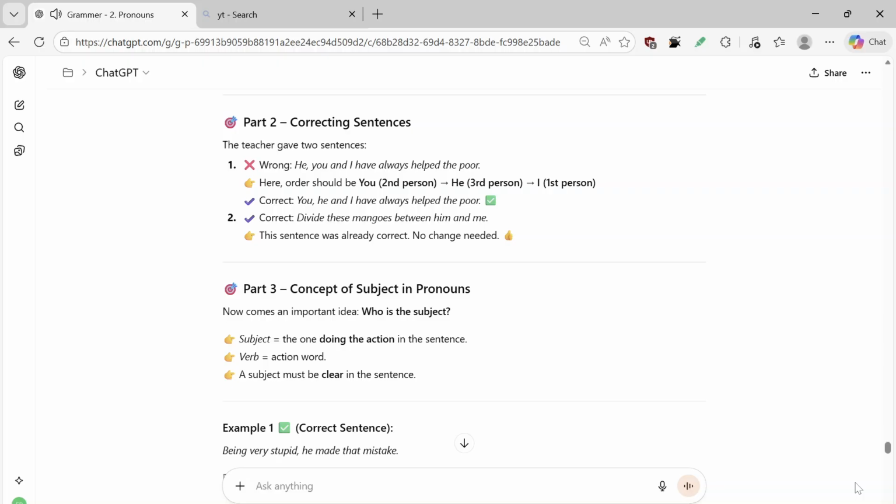Part 3, concept of subject in pronouns. Now comes an important idea. Who is the subject? Subject is the one doing the action in the sentence. Verb is the action word. A subject must be clear in the sentence.